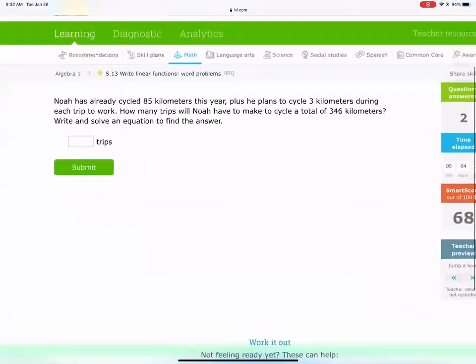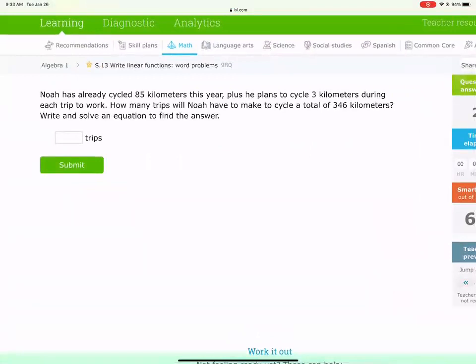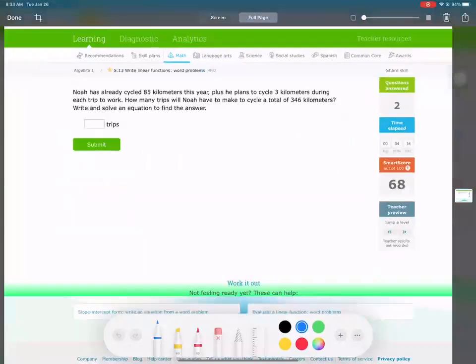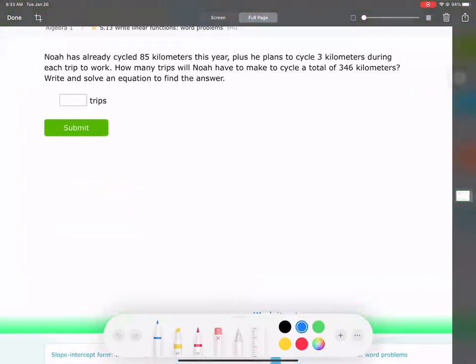Okay, this one looks a little tougher, so let's go ahead and take it on. So this is the type of problem that's going to say, hey, here's the total. How many does it take to get there? So let's take a look at what they said.